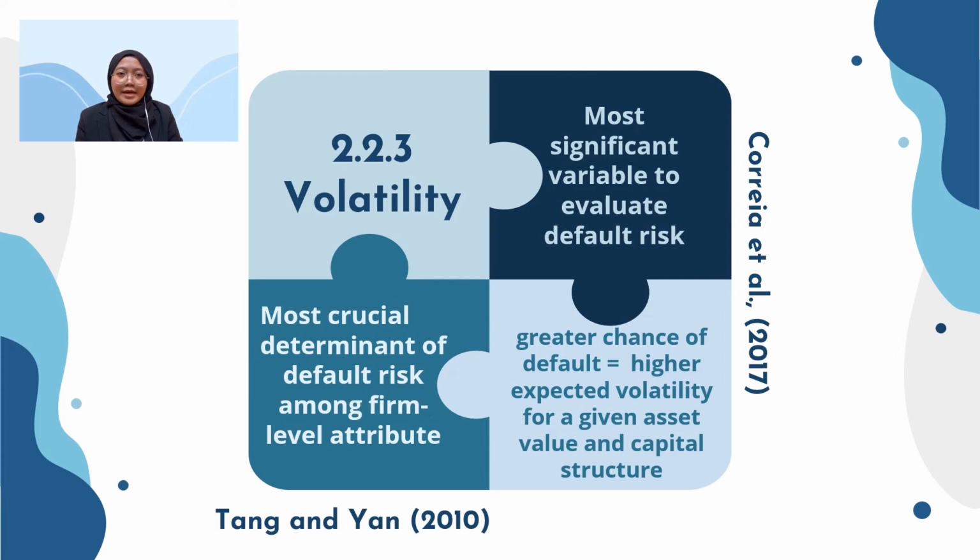Next, a study by Tang and Yan in 2010 stated that volatility is the most crucial determinant of default risk among firm-level attributes. It is correlated with Korea et al. in 2017, in which they believe that volatility is the most significant variable to evaluate default risk. They also implied that greater chance of default is created from a higher expected volatility for a given asset value and capital structure.